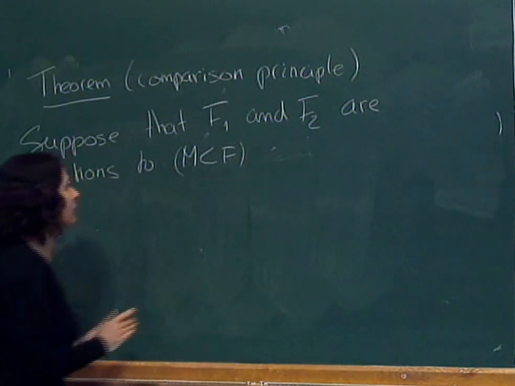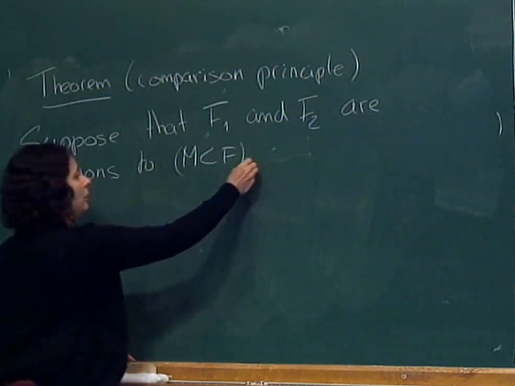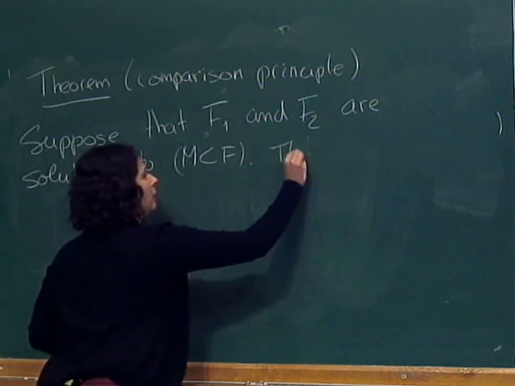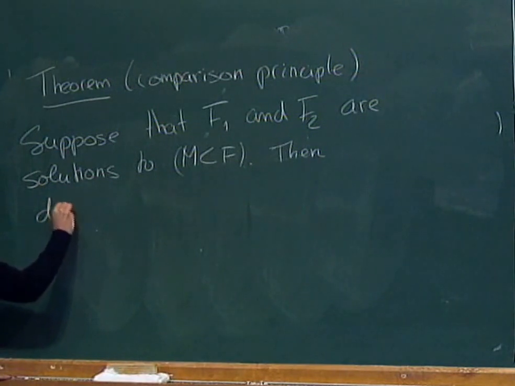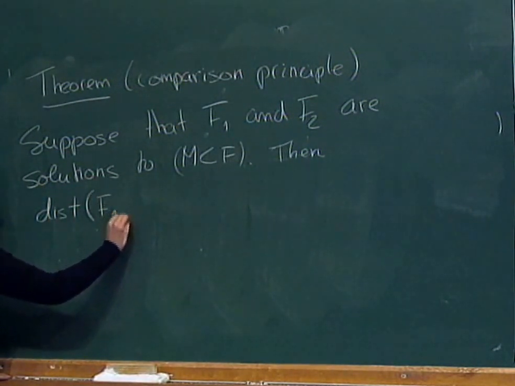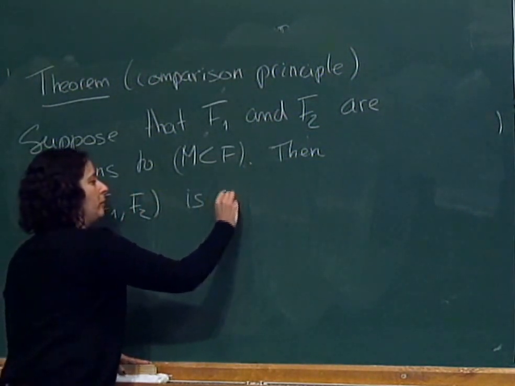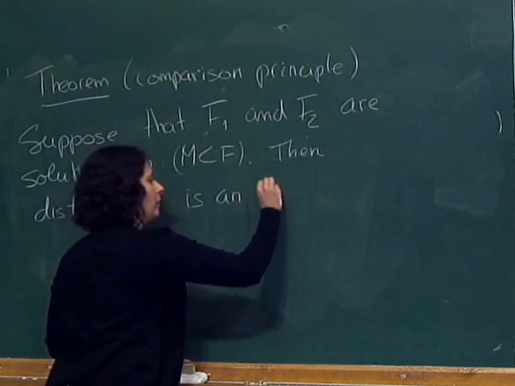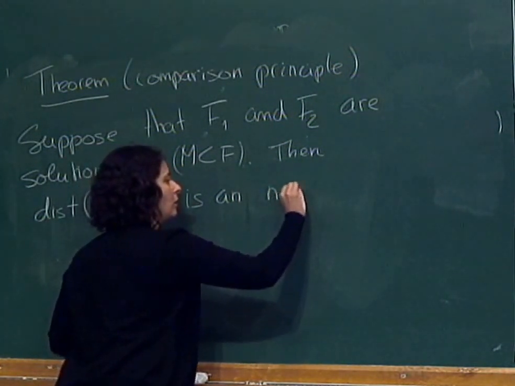And I'm not going to say anything yet because I'm going to write that in the corollary maybe. Then the distance between F1 and F2 is an increasing function of time, or not decreasing, I guess is the correct.